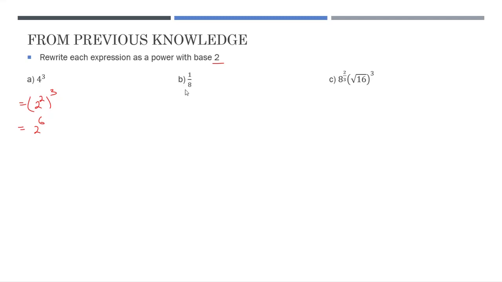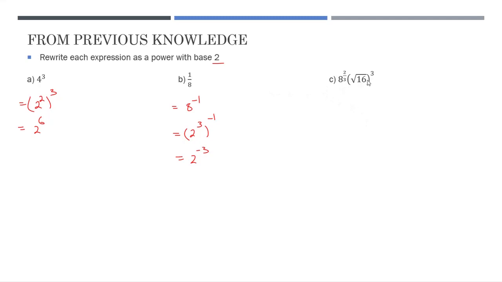Now for b, it's a little bit trickier. We've got 1 over 8 as our base. So then that means I'm going to want to reciprocate that first. So it's going to become 8 to the power of negative 1. And then 2 to the power of 3 is 8, but I still have this negative 1 hanging out here on the outside. So 3 times negative 1 is negative 3.